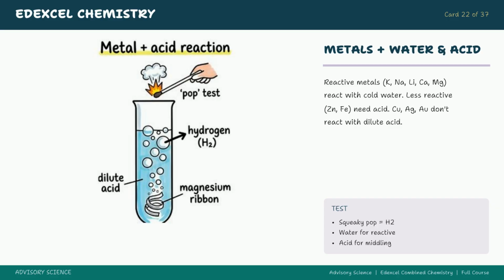When asked what gas is produced, the answer for metal plus water and metal plus acid is the same, hydrogen, and you test it with a lit splint and listen for the squeaky pop.